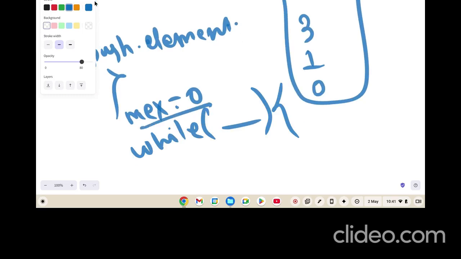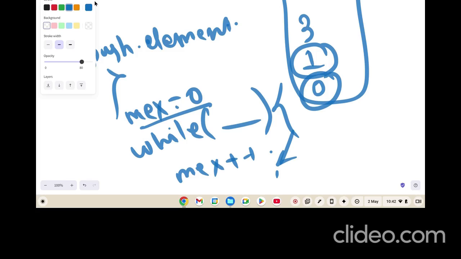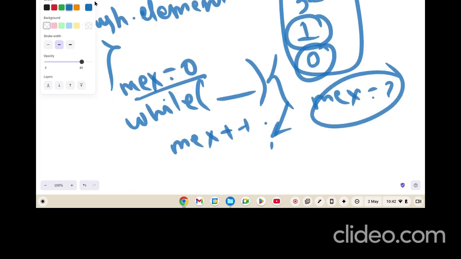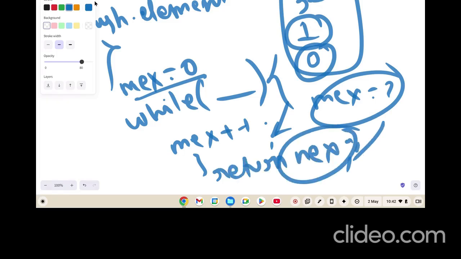I will start with a max. I will say, does my set contain a 0? It will say, yes, it does contain. You will say, okay, do max plus plus. Does my set contain 1? Yes, it does contain. Again, do a max plus plus. Does my set contain 2? Because your max was 2. It will say, no, your set does not contain 2. What you will say, okay, return this max. As soon as your answer fails, you will return the max.